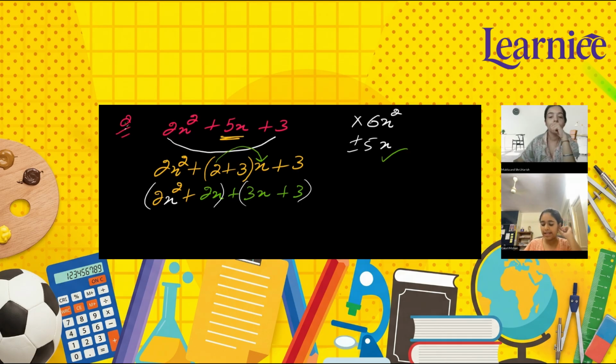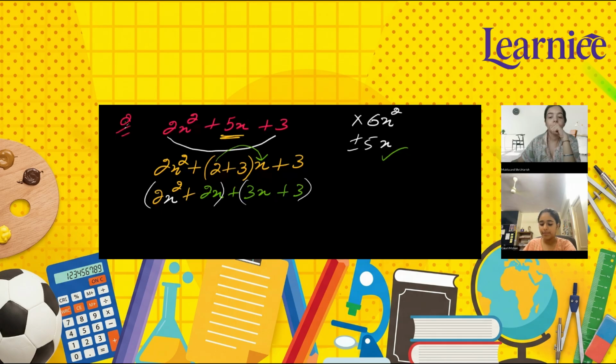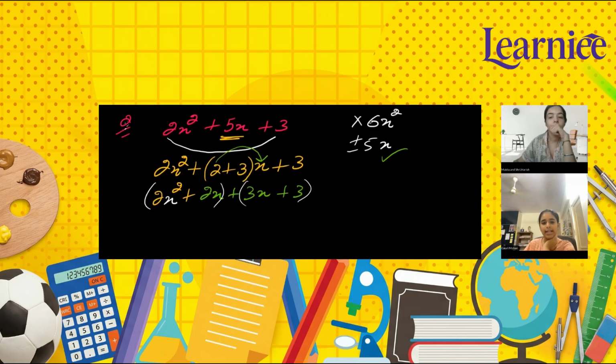Ma'am, when I take the common out, for example from 2x square plus 2x, if I take x, it will be 2x plus 2, right? But for 3x, how will I do that? I'm getting confused.